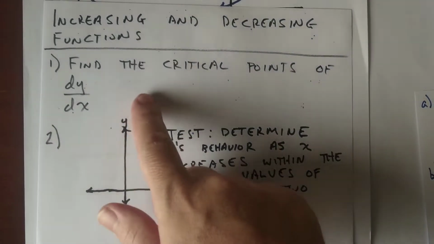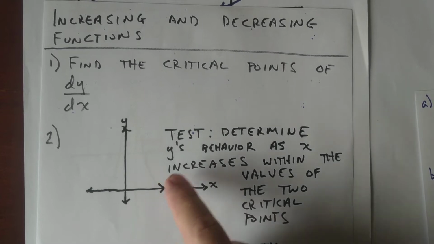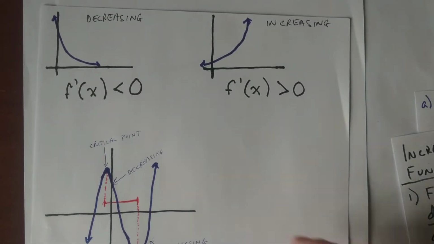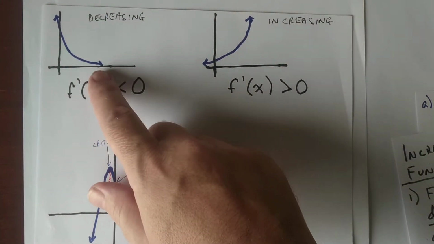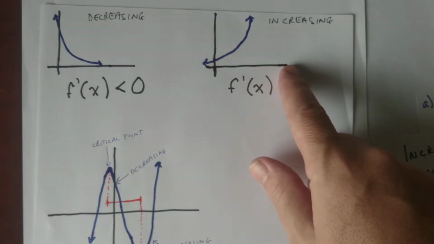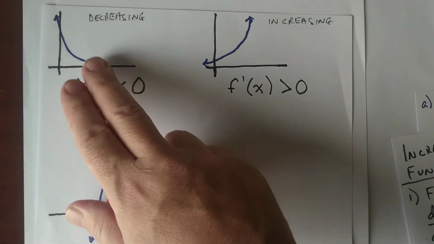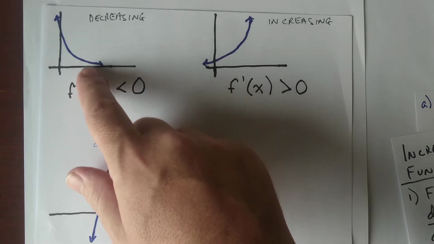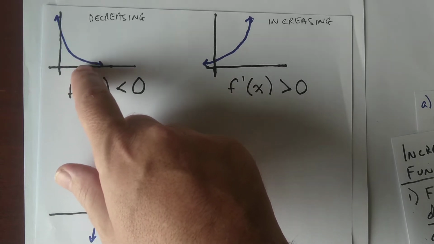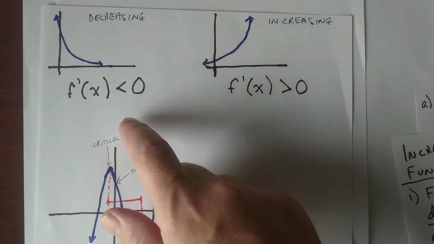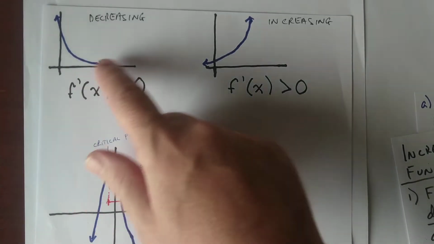Okay, after we find the critical points, what we're trying to do, let's go back to this one, is determine the behavior of y as x increases. So we find the critical points, and then we find a value above the critical points on the x-axis, and then we put it into the equation, and then we solve it.